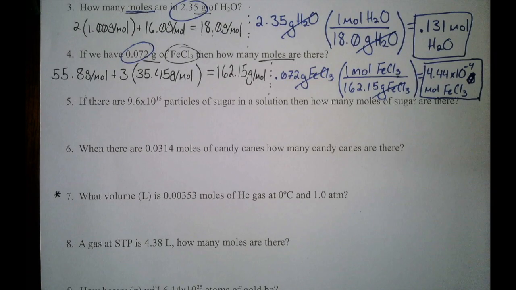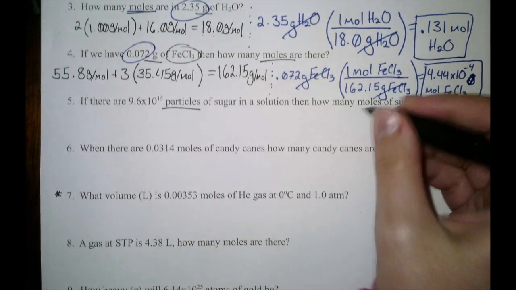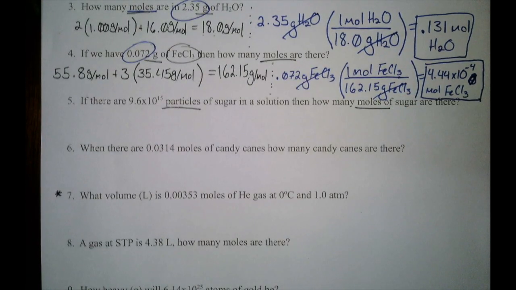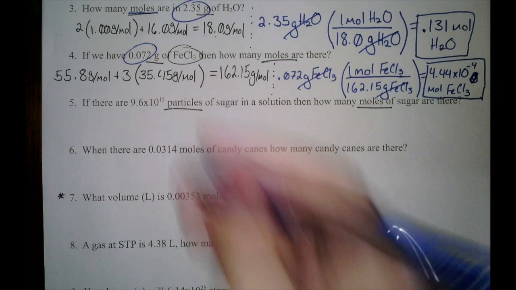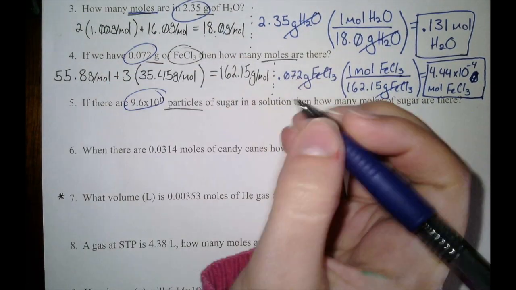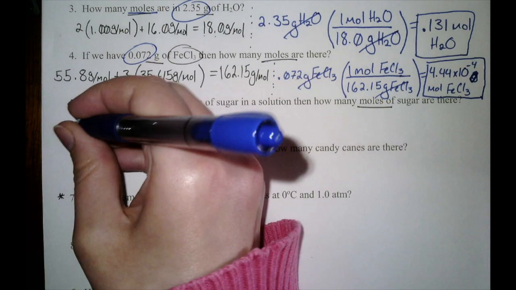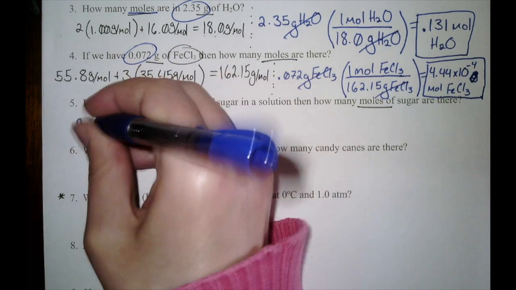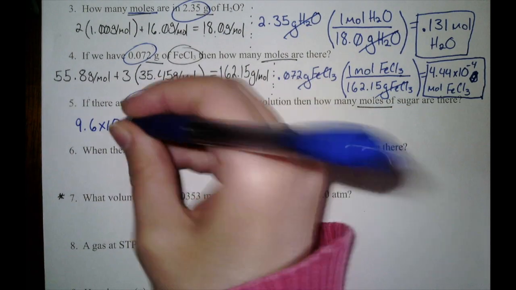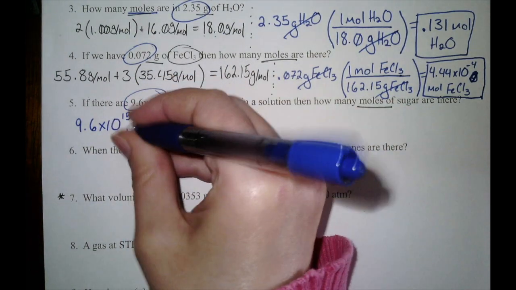All right, our next example is a little bit different. It says, if there are 9.6 times 10 to the 15th particles of sugar in a solution, then how many moles of sugar are there? Well, we're dealing with particles and moles, so that means we need to use Avogadro's number as our conversion factor. So for this one, we're going to start with what they give us, which is 9.6 times 10 to the 15th particles.